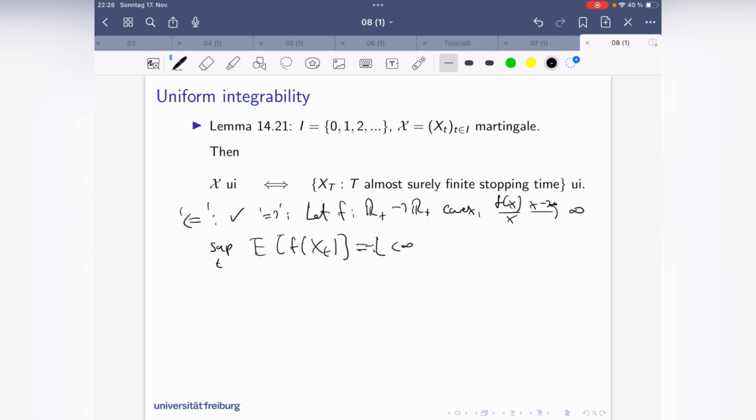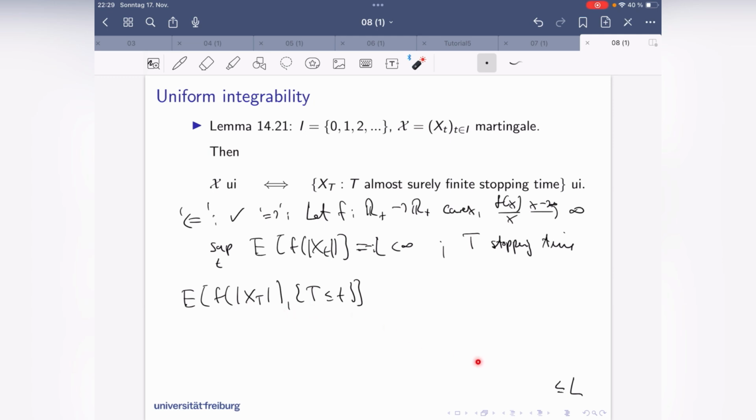Let's now take a stopping time. And our goal is the following: to show that the expectation of f of, well, absolute value of X_T, I forgot this here, like so, on the set big T lesser or equal than small t, this here is smaller or equal to L. That's what you're going to show.